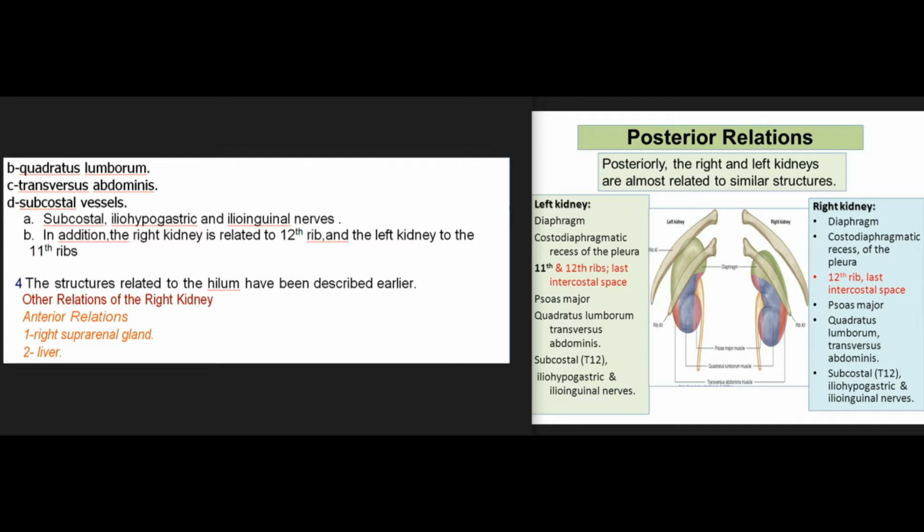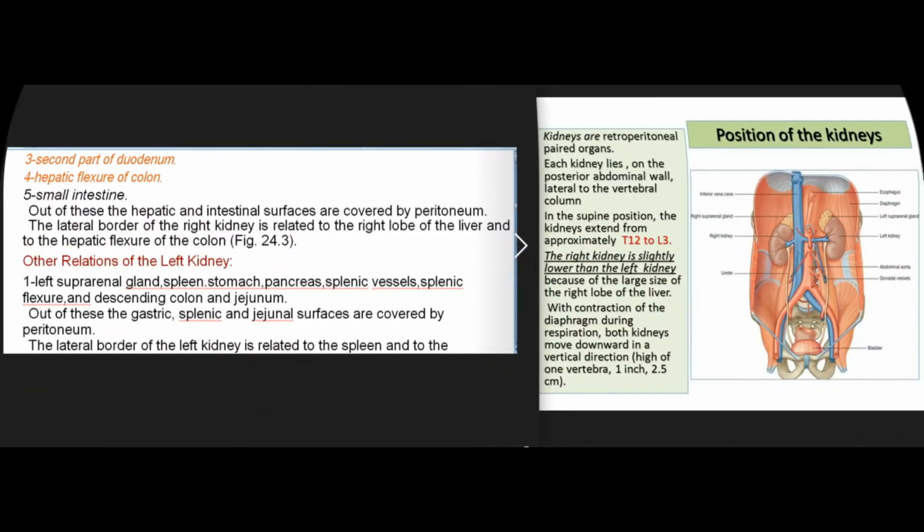4. The structures related to the hilum have been described earlier. Other relations of the right kidney. Anterior relations. 1. Right suprarenal gland. 2. Liver. 3. Second part of duodenum. 4. Hepatic flexure of colon. 5. Small intestine. Out of these, the hepatic and intestinal surfaces are covered by peritoneum. The lateral border of the right kidney is related to the right lobe of the liver and to the hepatic flexure of the colon, Fig 24.3.